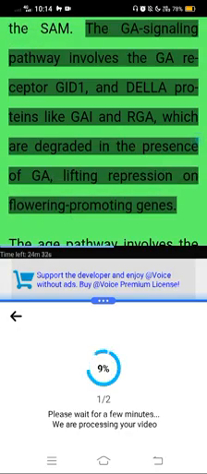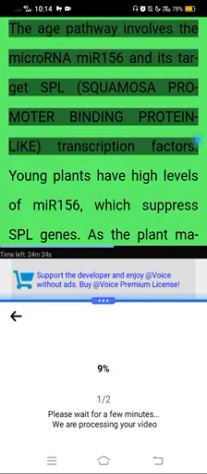The GA signaling pathway involves the GA receptor GID1 and DELLA proteins like GAI and RGA, which are degraded in the presence of GA, lifting repression on flowering promoting genes.